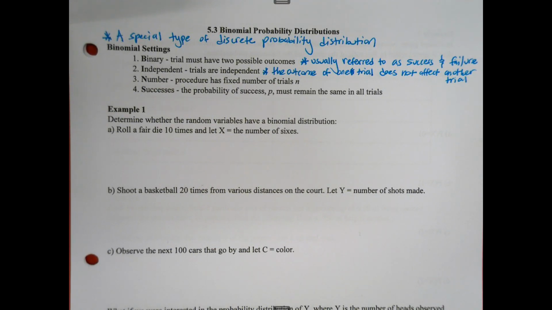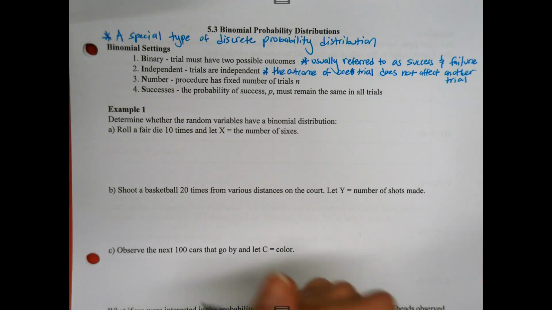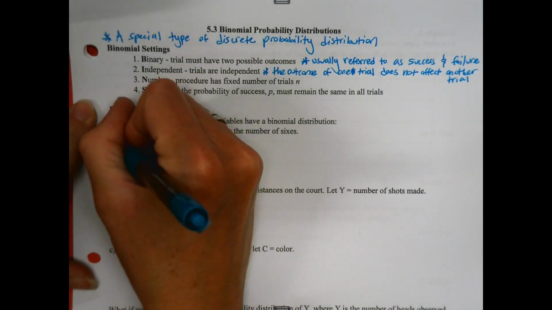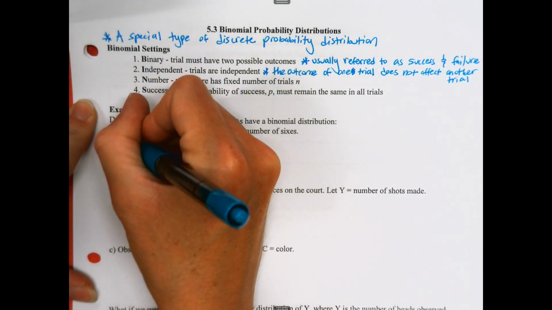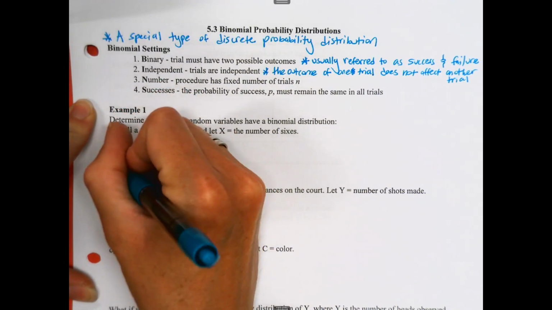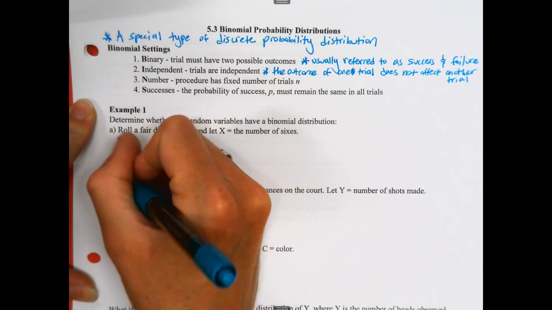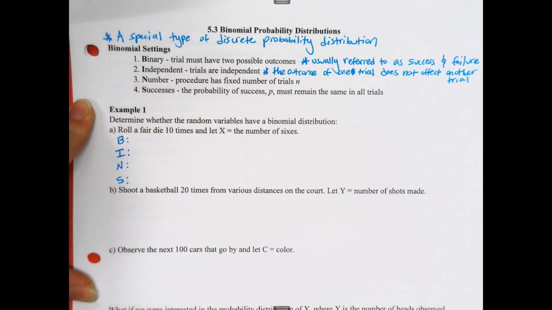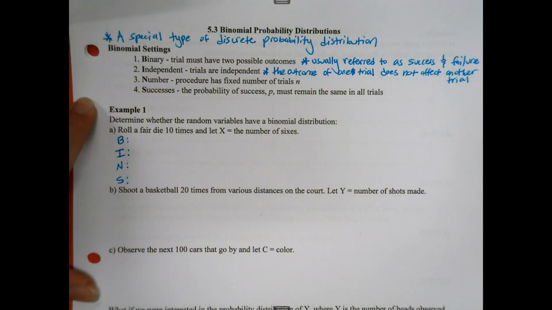So example number 1 just wants us to try and determine whether the random variables that are given have a binomial distribution or not. If we roll a fair die 10 times and let X equal the number of 6s, we're going to have to look at our B, our I, our N, and our S. If it fulfills all 4 of these things, it is binomial.